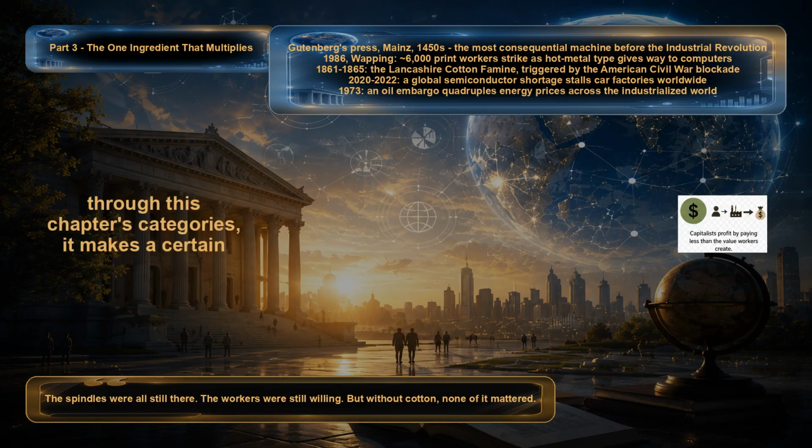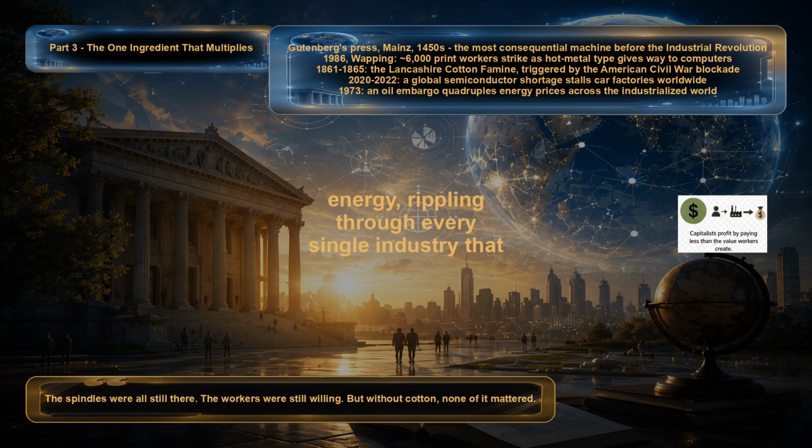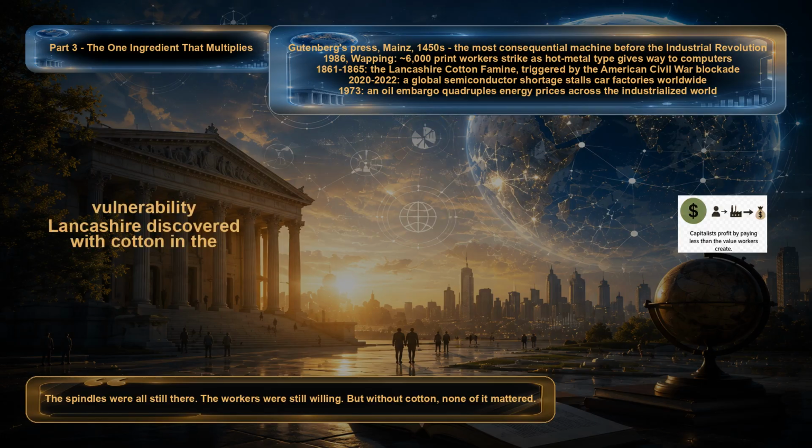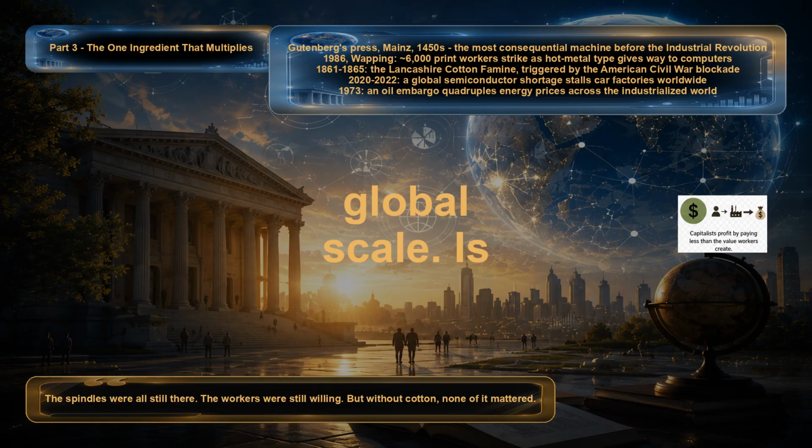Seen through this chapter's categories, it makes a certain grim sense: a sudden constant capital shock, energy, rippling through every single industry that depended on it, echoing the same basic vulnerability Lancashire discovered with cotton in the 1860s, only now on a genuinely global scale.